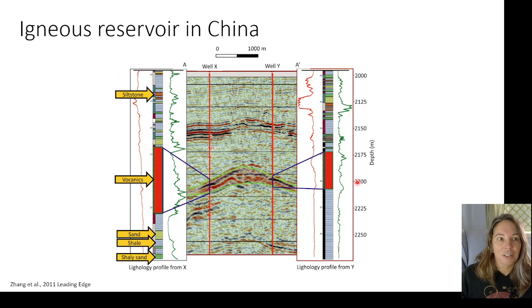Here's another case of an igneous reservoir in China from a different study. In this case, they've also used the well logs to validate that this is an igneous feature. And you can see, even though it's slightly interpreted over with some transparency, that it's much higher amplitude. And they're able to clearly mark the top and the base reflectors in the seismic with where they see the volcanics marked in red in the well log.